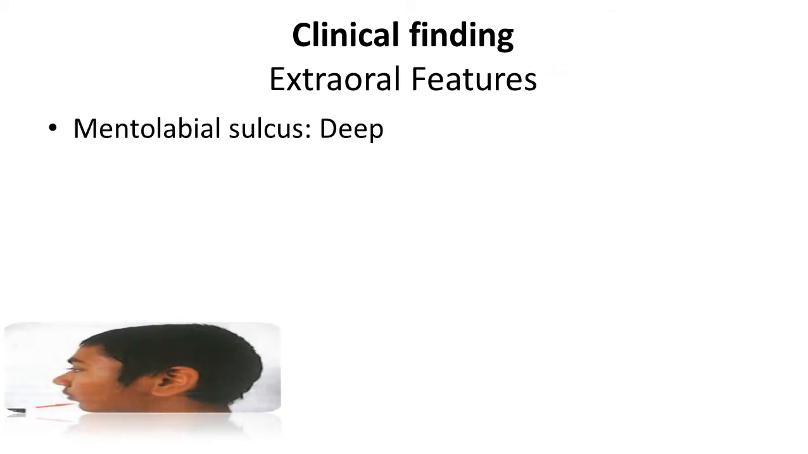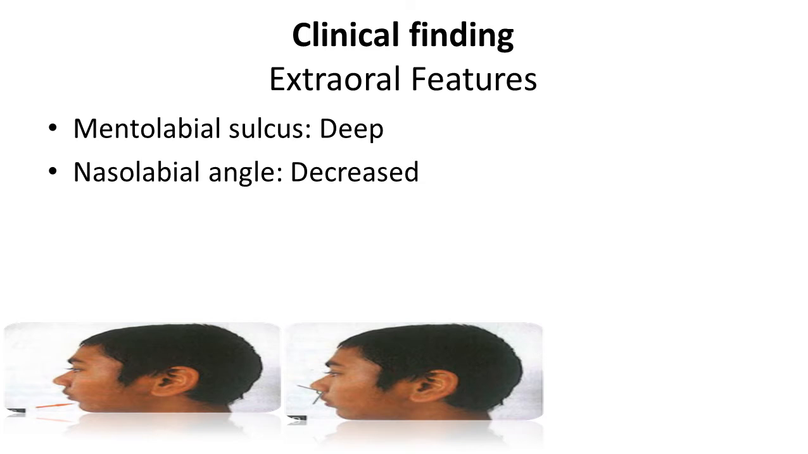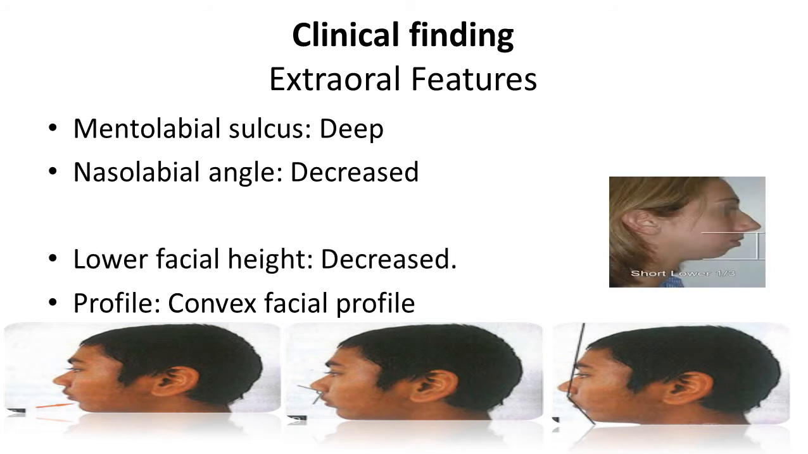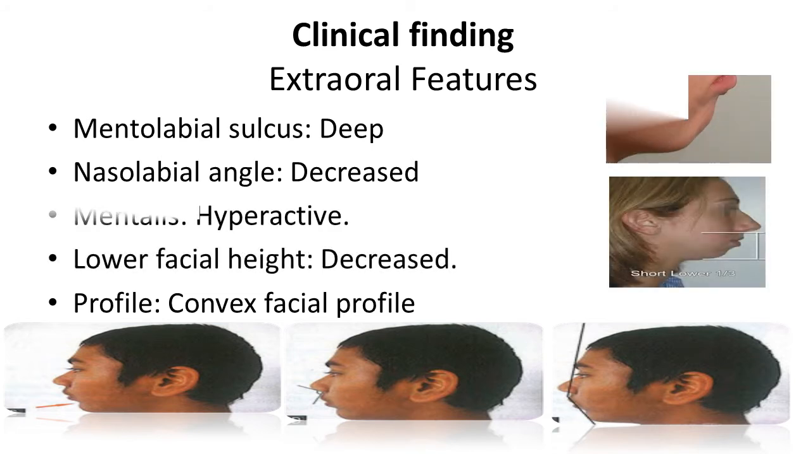Deep mentolabial sulcus, decreased nasolabial angle, convex facial profile. This means the angle formed by the first line drawn from the forehead to soft tissue point A and the second from pogonion to soft tissue point A will be an acute angle. This will form a convex facial profile. A decrease in lower facial height and hyperactive mentalis muscle.